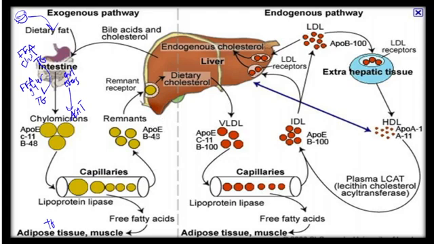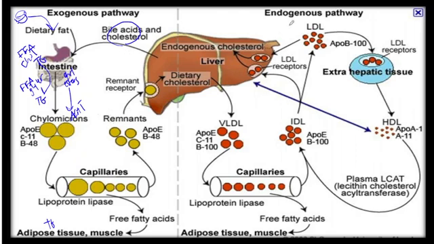So the remnants, you can see there, ApoE again and B48 on the cell surface, help them bind over here to the remnant receptor that is on the liver. And then it is basically taken in to be recycled and used for other purposes within the liver. As you can see, these are the two main reasons that we need it. So bile acids, then the cholesterol will be transported to our tissues and be used for steroid synthesis. So that's basically the exogenous pathway.